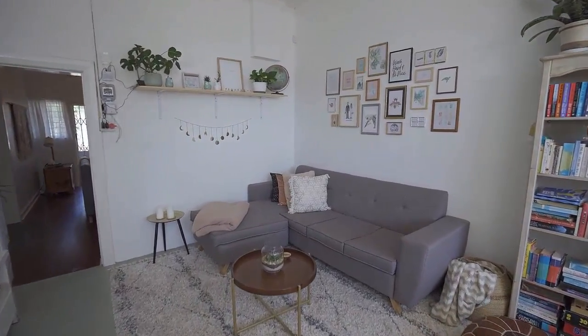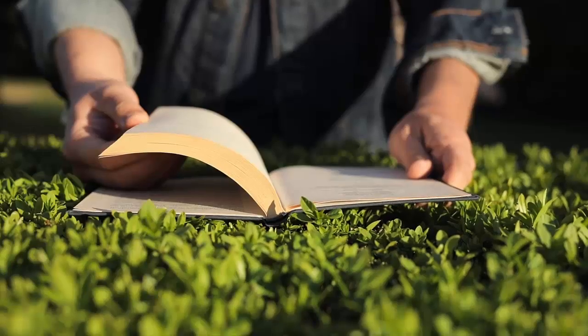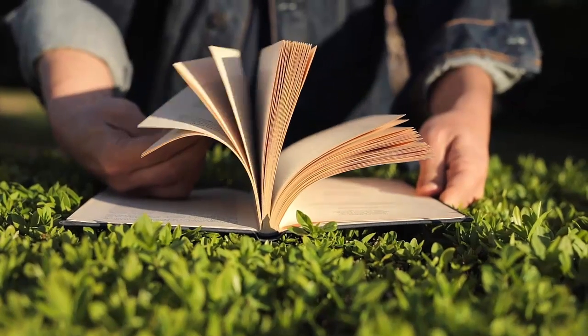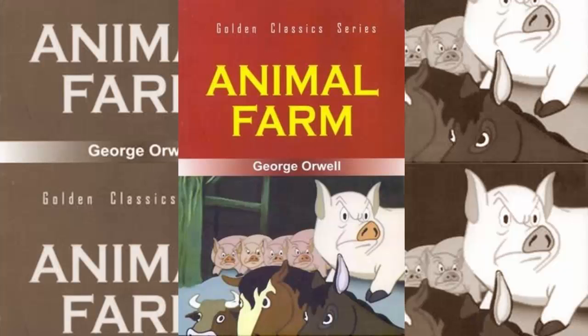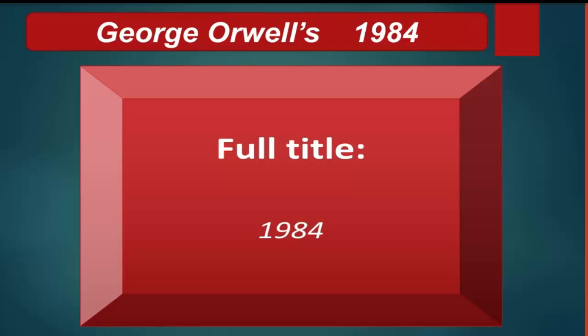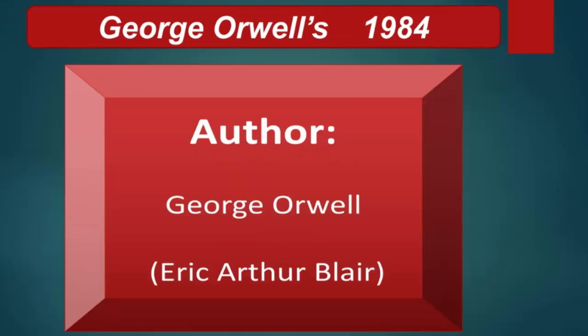Okay, so today we are going to discuss 10 important novels, rather I would say the most important novels in English literature, and we will be starting with my most favorite writer, George Orwell, whose Animal Farm I just love. So we will be starting with 1984 by George Orwell. The full title of the novel is 1984, author George Orwell. George Orwell was his pen name and his real name was Eric Arthur Blair.